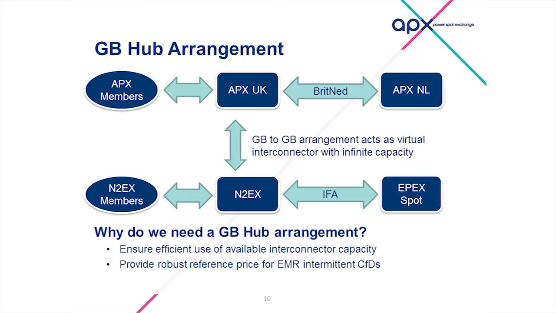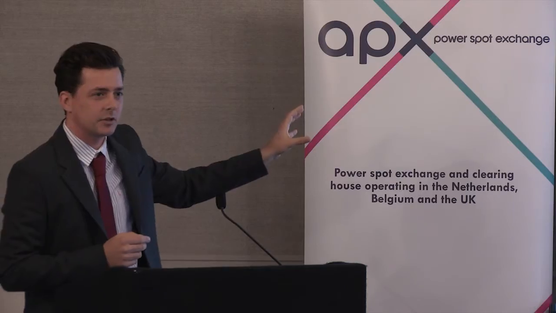So moving from the PCR system to what's actually being implemented in GB. Some of you might have heard about something called the GB Hub. What's the GB Hub? Who's responsible for the GB Hub? This is an overview of what the GB end of the market coupling system looks like.